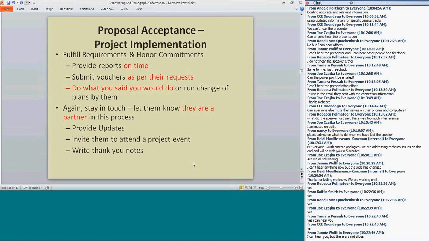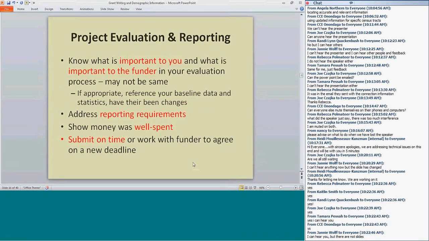I also think it's helpful to provide updates, invite them to attend one of your activities. And, you know, it's even good just to write thank you notes. This really went well. We appreciate the funding.